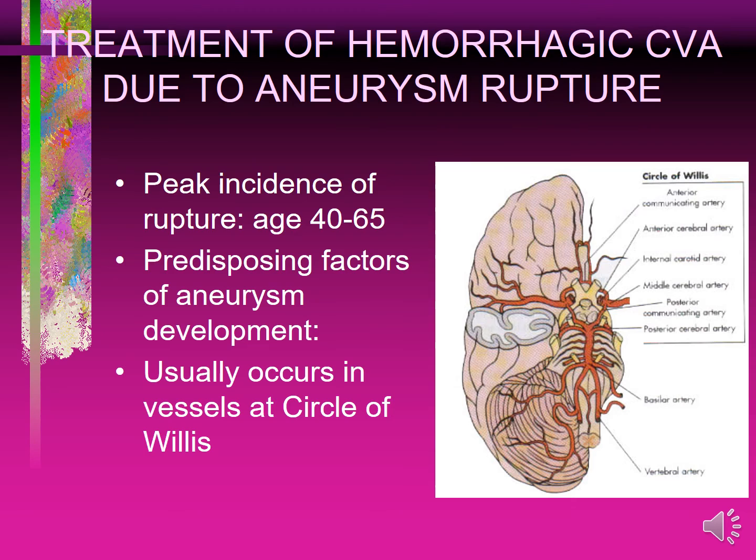So if the hemorrhagic stroke is due to an aneurysm rupture, they're going to try to get in there and clip the aneurysm or stop the aneurysm. And as we said earlier, the peak incidence of aneurysm ruptures is between ages 40 and 65. And these aneurysms usually occur in the circle of Willis, which here is a picture of us looking up at the brain from down below.